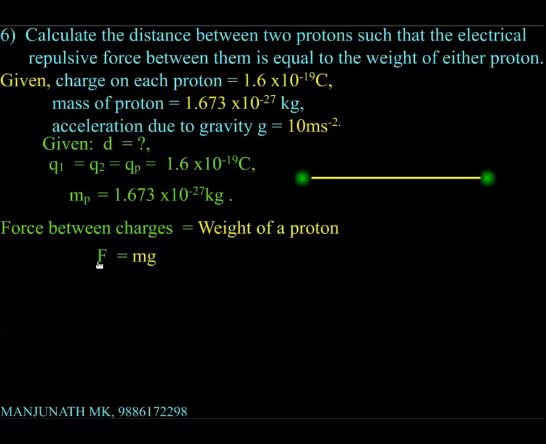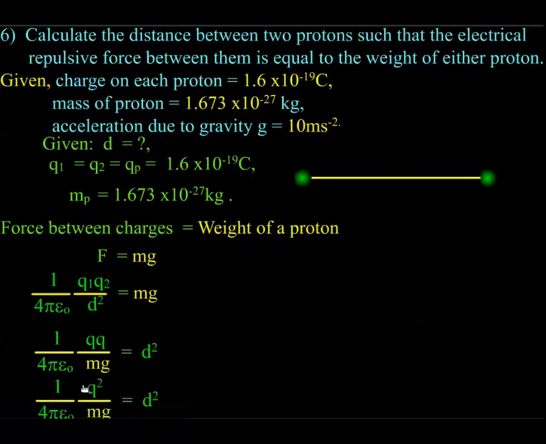So this force is given by Coulomb's inverse square law, 1 over 4 pi epsilon naught q1 q2 by d square, which is equal to mg, and take it as it is. And here as we need d square, you cross multiply this one here and mg here like this, and as q1 is equal to q2, let them be q and q. So q and q square. Therefore 1 over 4 pi epsilon naught q square by mg is equal to d square.